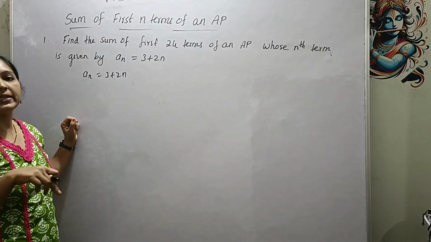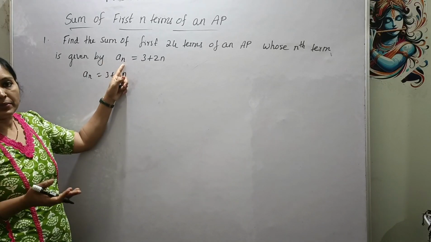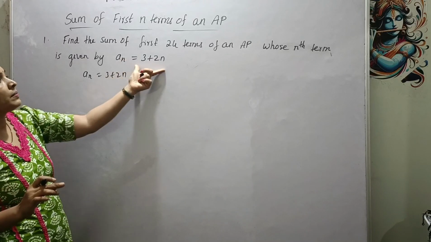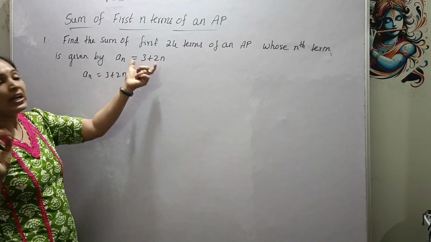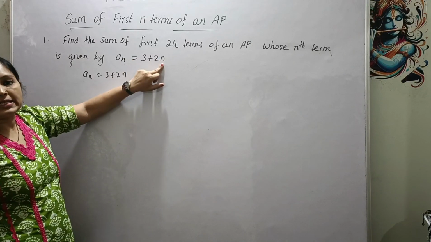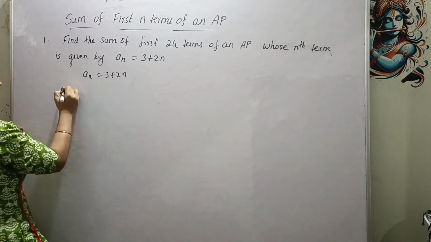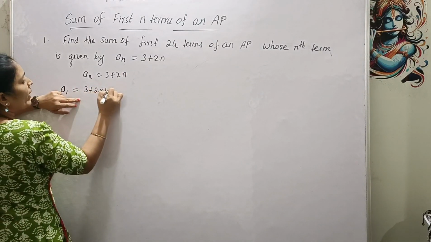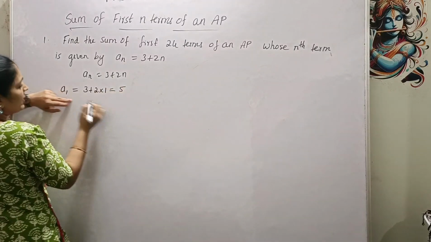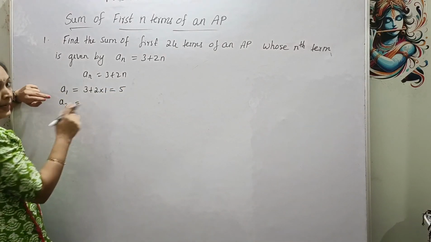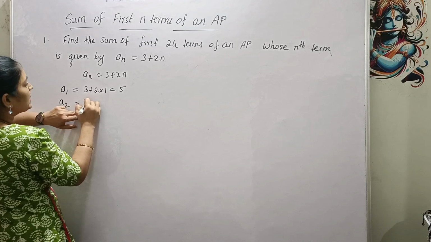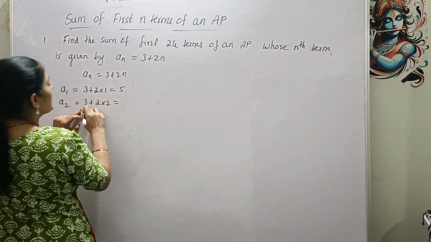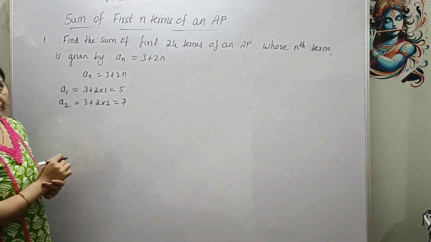Then what is the first term? An is nth term, right? Nth term is 3 plus 2n. First term we will get by substituting n is equal to 1, right? That is a1 is equal to 3 plus 2 into 1, that is 5. Next we will find a2, second term. Second term is 3 plus 2 into 2. Substitute n is equal to 2, that is 3 plus 4, 7.